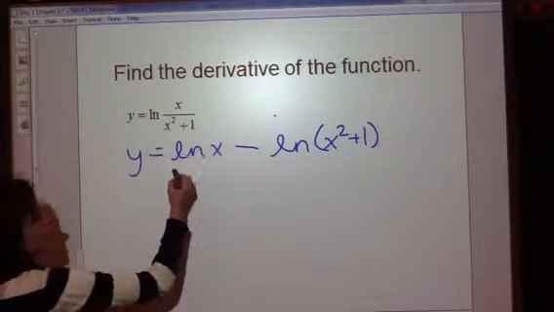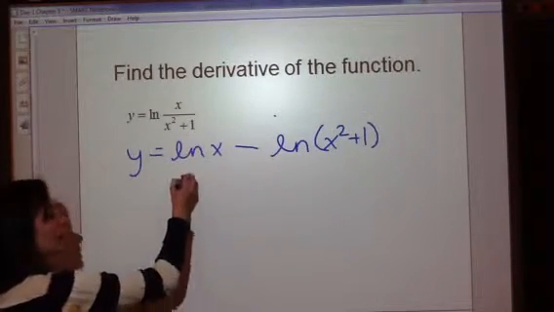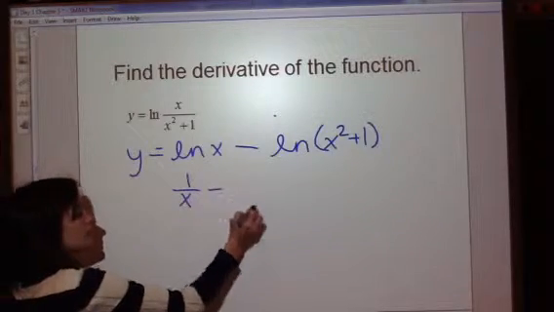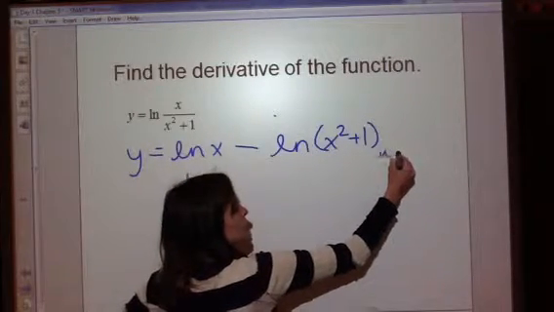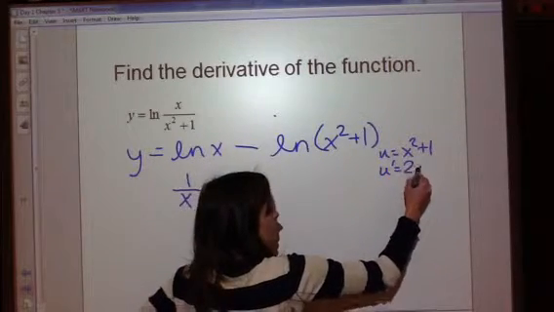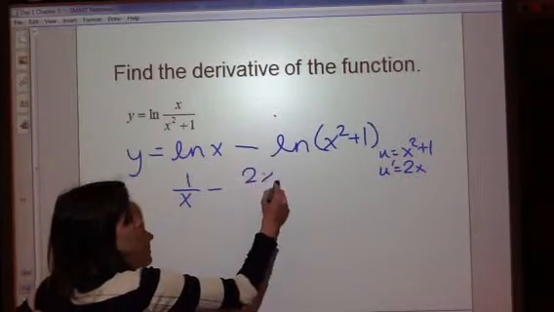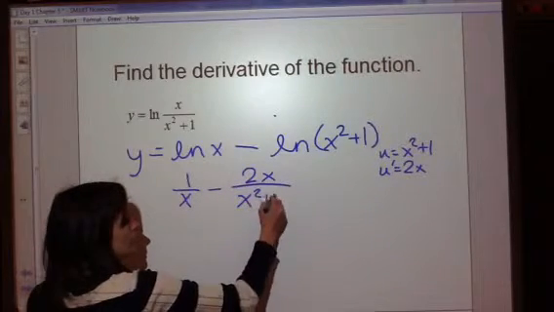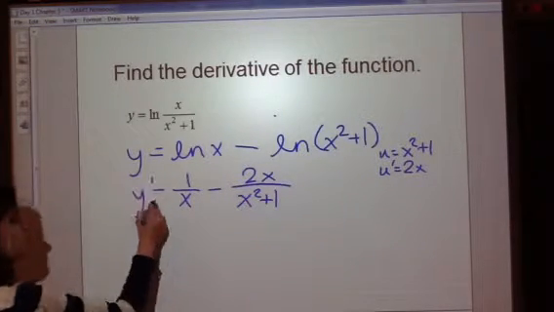So we're going to do the derivative. We already said the derivative of ln x is 1 over x, minus. Here we have u is x squared plus 1. So derivative is 2x. So that goes on top over your u, and you're done. Yeah, you go again.